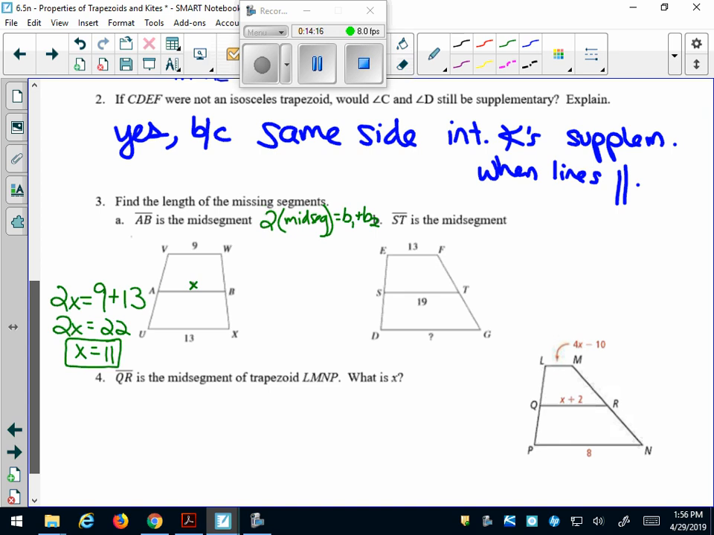With part B, yes, it's still the average, a little bit less straightforward if thinking about it as an average. So I'm going to stick with 2 times the midsegment. So 2 times 19, the midsegment, equals B1, 13, plus B2, X. So what does X have to be? 25. Good.